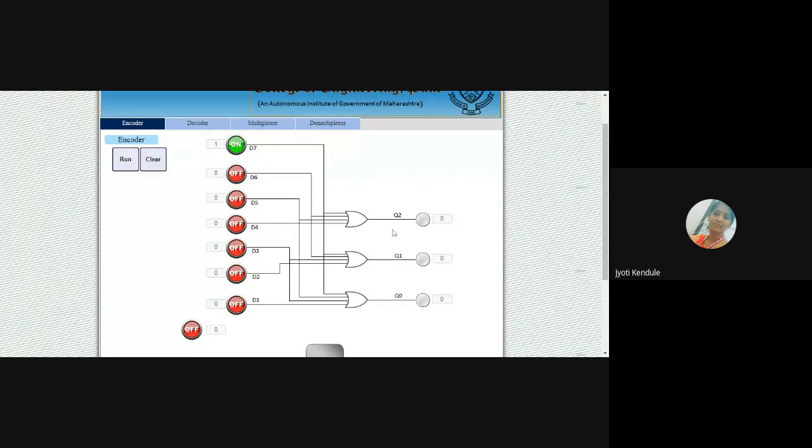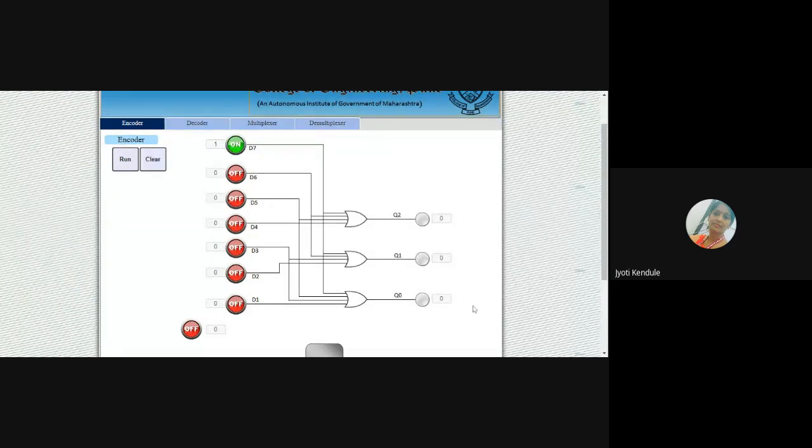Which LED will glow out of this? Anyone? Smita. Yes, Smita. Which LED will glow? Yes, Smita. Which LED will glow? Huh? Am I audible? हाँ सांगा ना, कुठला LED glow होईल?